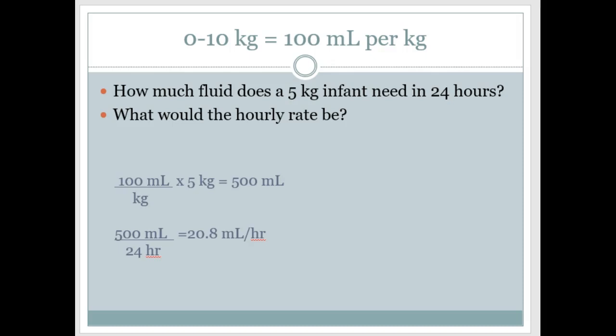Okay, and then since we are programming our pumps in milliliters per hour, then we would divide that daily amount by the number of hours in a day, so 500 divided by 24. That's going to give us an hourly rate of 20.8 milliliters per hour. And then that's what we'd anticipate.